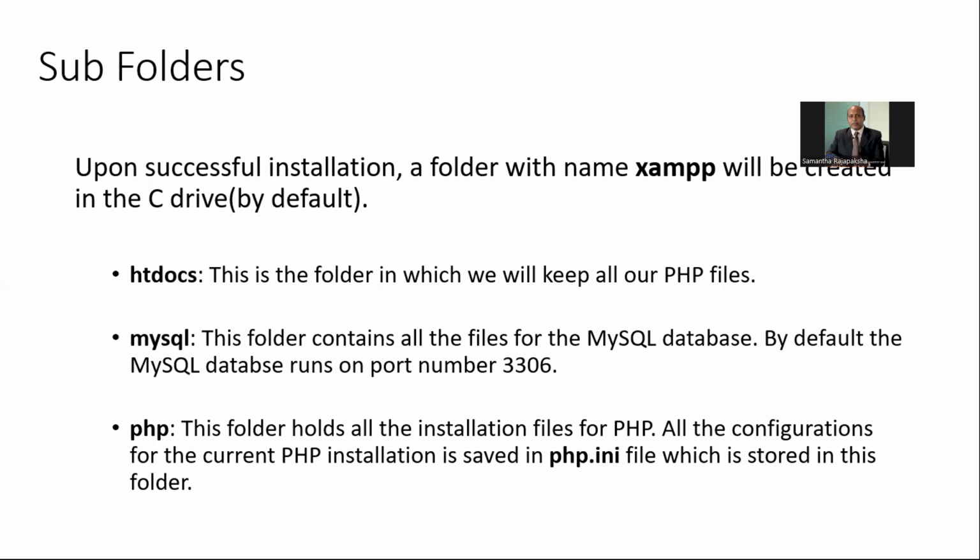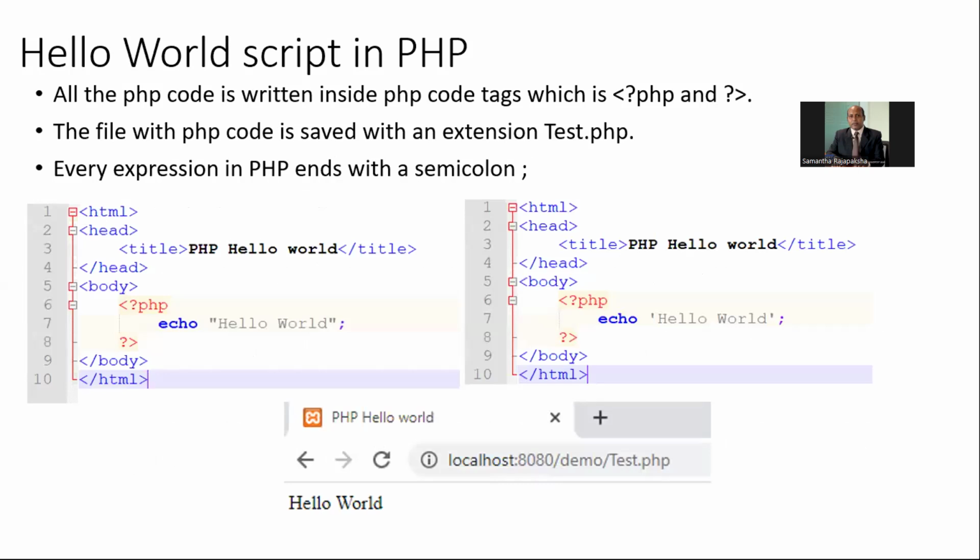Once you write the PHP codes, you have to save this in the folder called htdocs, which will be located in your C drive and XAMPP folder. Just go there and see the htdocs and store your files there. Now let's see the very simple PHP codes.